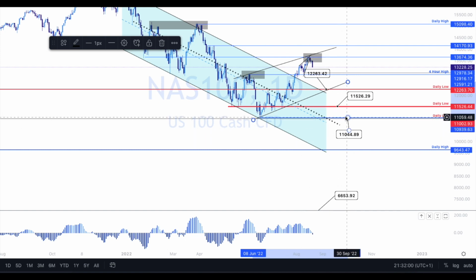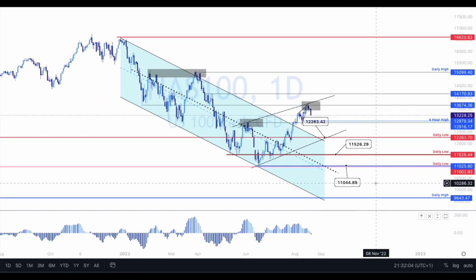If it gets down to this level and it starts to push back up again, then all these price points, all these levels now become super relevant, and we can start to target those with our buy orders.